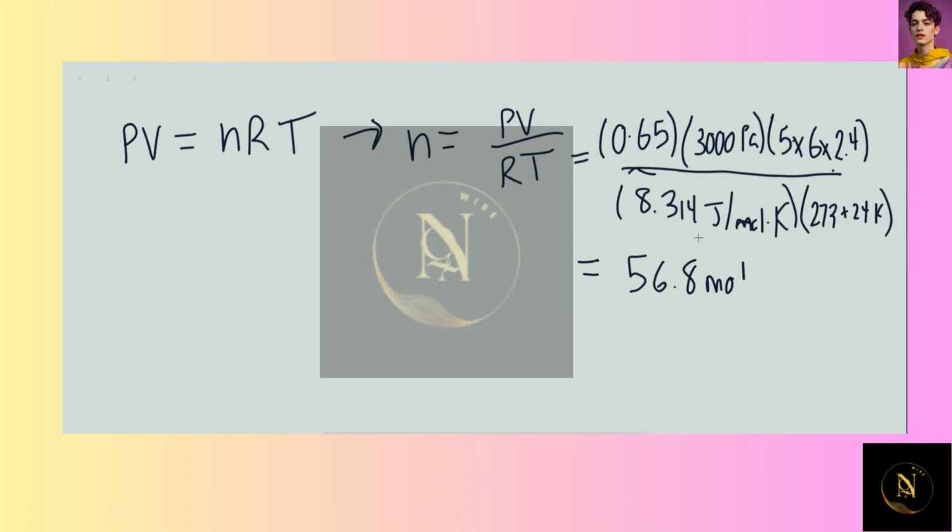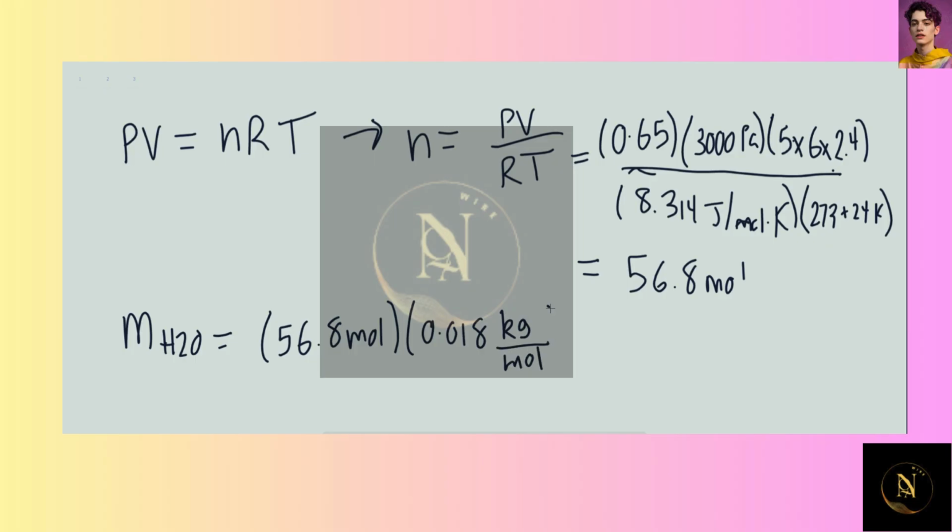Once we know the number of moles in the entire room, we know it's water, so we can say the actual mass of that water is just its molar mass times the number of moles. 56.8 mole times 0.018 kilograms per mole, which we can just look up for water, gives us about exactly 1 kilogram of water. So that was a little idealized to get a nice answer, but that's it.